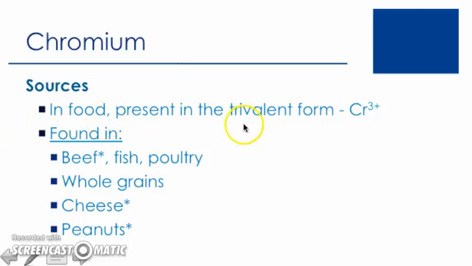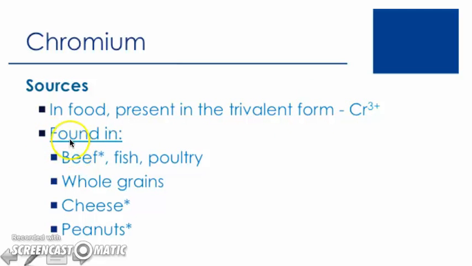It is present in the trivalent form. There are a number of oxidation states of chromium, ranging from chromium 2- to chromium 6+. However, in food it is seen in this trivalent form.